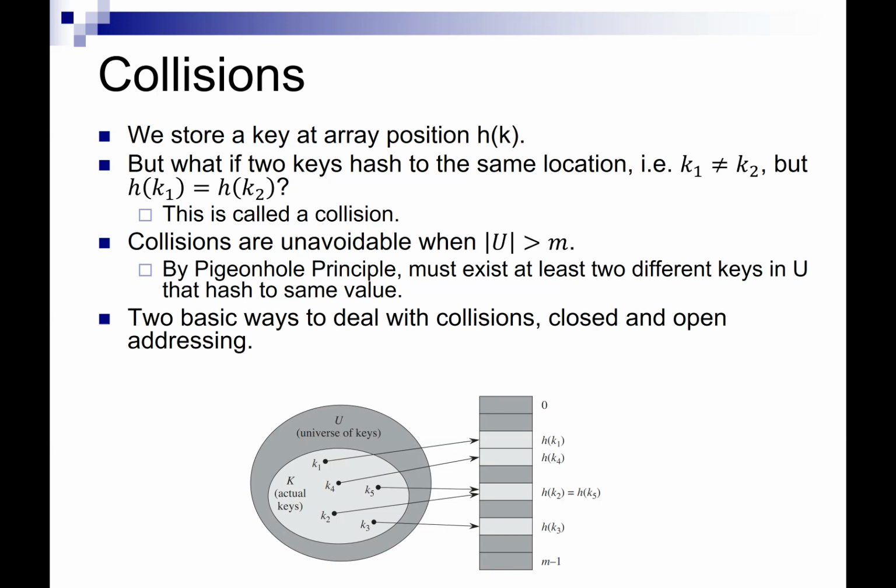There are two basic methods: closed addressing and open addressing. Today we're just going to briefly review closed addressing, because we're going to use some of these ideas from closed addressing when we talk about universal hashing and perfect hashing.